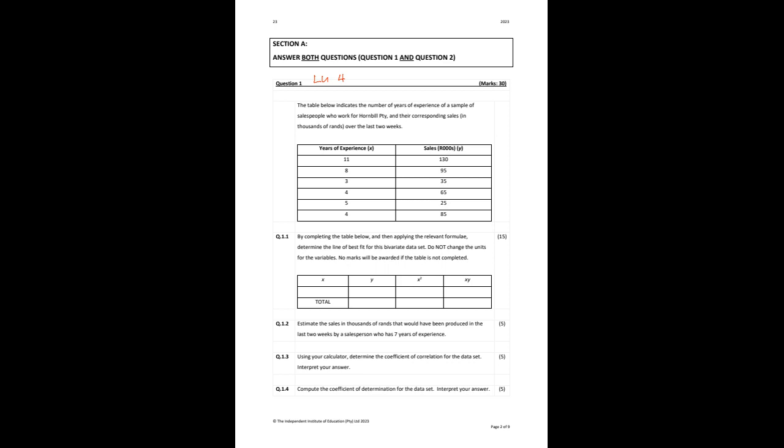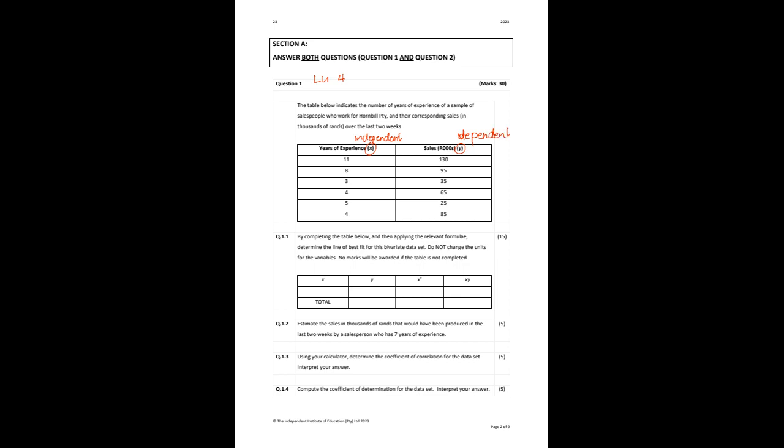And the first question said to you, and also remember your X and Y values are explaining to you which are your dependent and your independent variables. So X is always your independent variable, Y is always your dependent variable. So essentially what they're saying to you here is that the sales levels in thousands of rands depends on the number of years of experience of the salesperson.